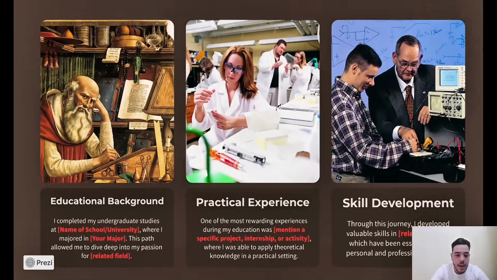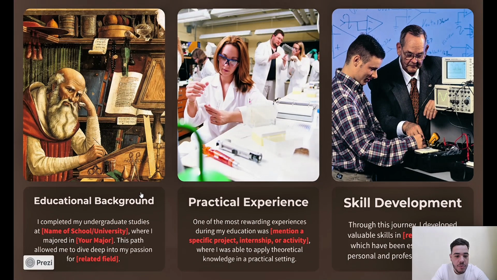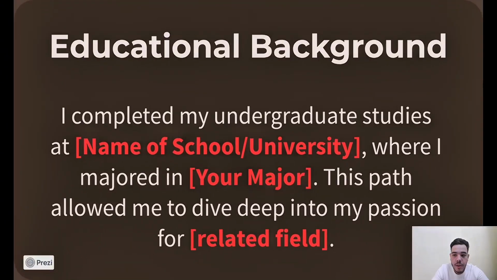So, actually, let me just zoom here. Okay. So, concerning your educational background, you say, I completed my, for instance, here, undergraduate studies at, not in and not on. You need to mention the article at. And you mention the name of your school or your university where I majored in, which means you need to mention here your specialty. Okay, this is sentence number one.